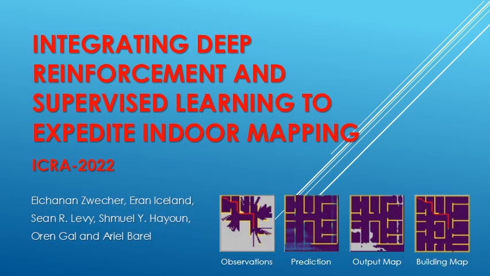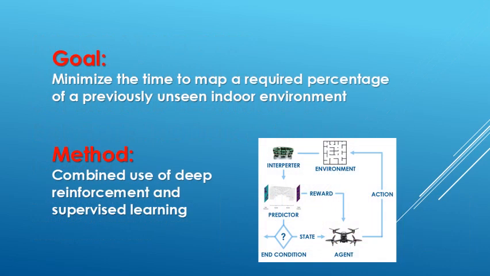Hello. In this work, we present a method for expediting the mapping of a previously unseen indoor environment based on learned experience. The problem of indoor mapping is stated as reaching a desired level of exposure in minimal time. We propose to expedite the process by incorporating the structural statistics of the environment in the form of a motion planner trained by reinforcement and a map predictor trained in a supervised manner.